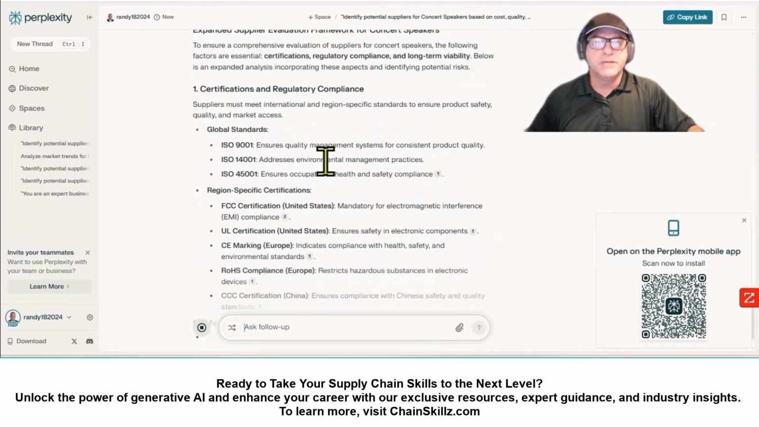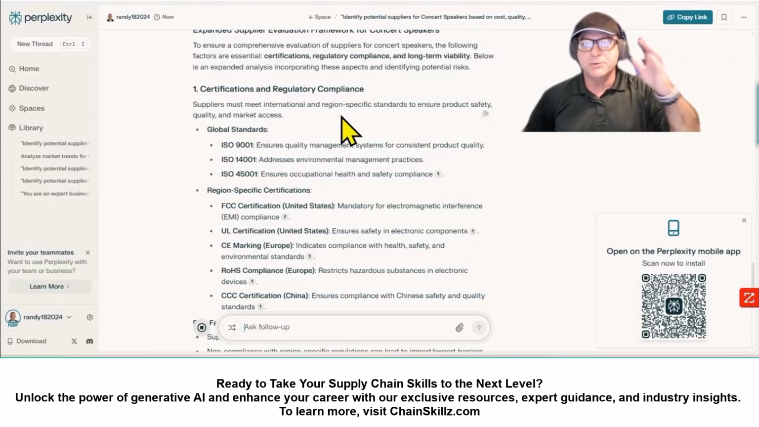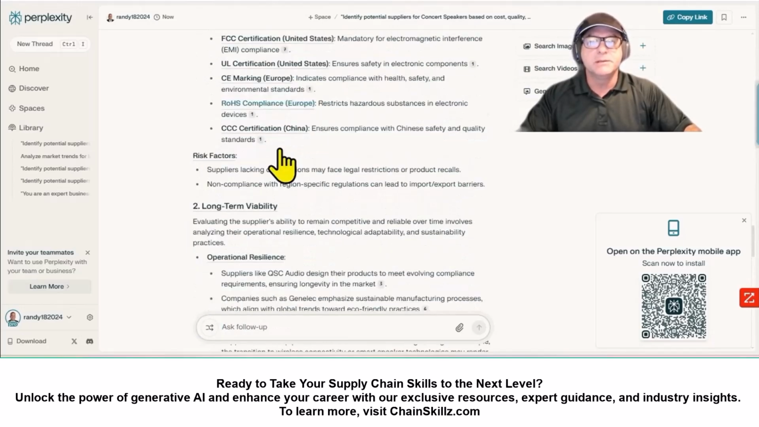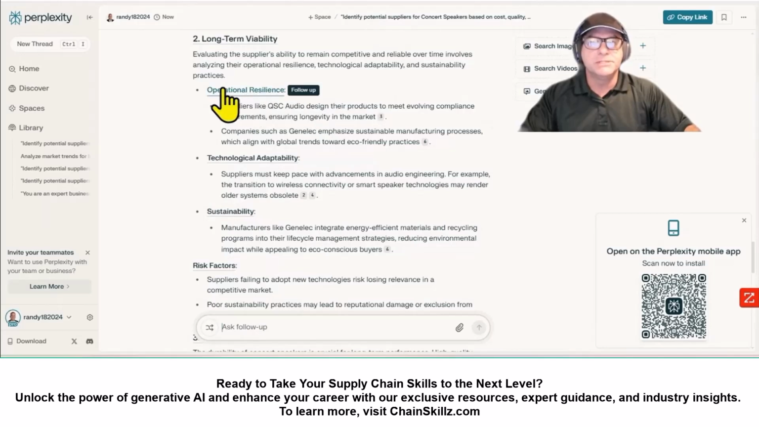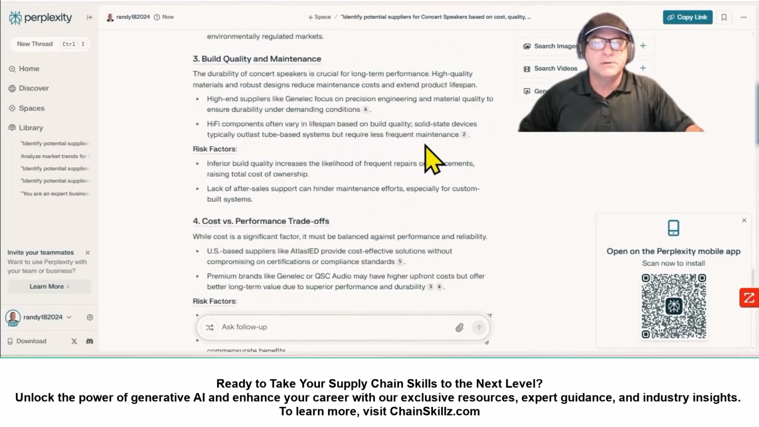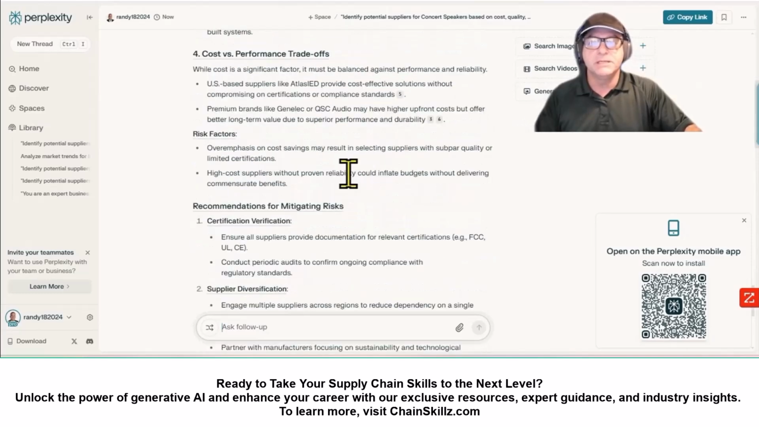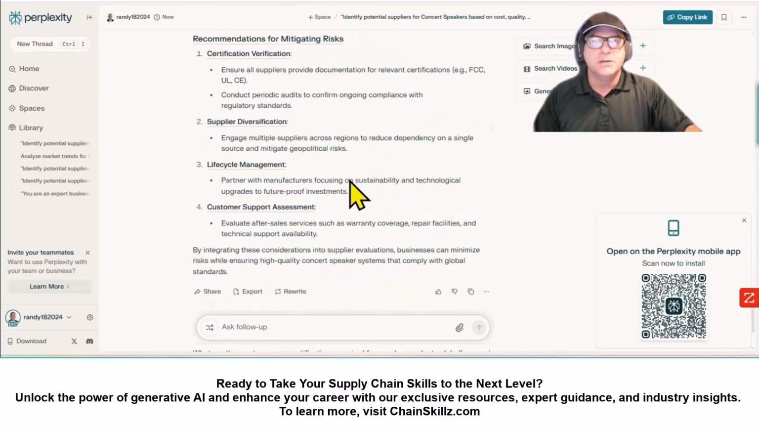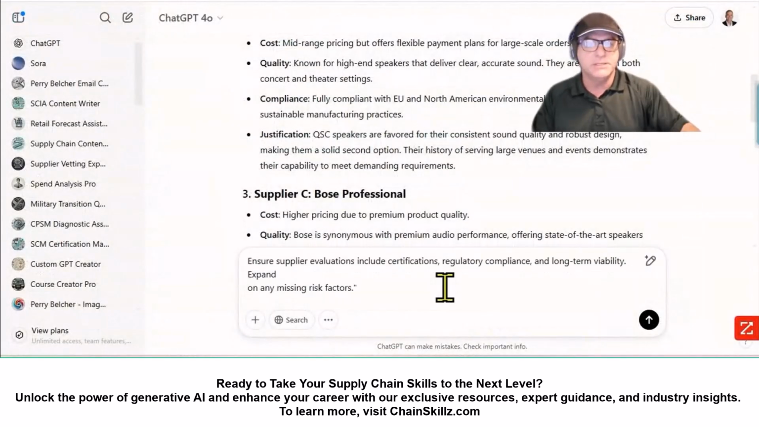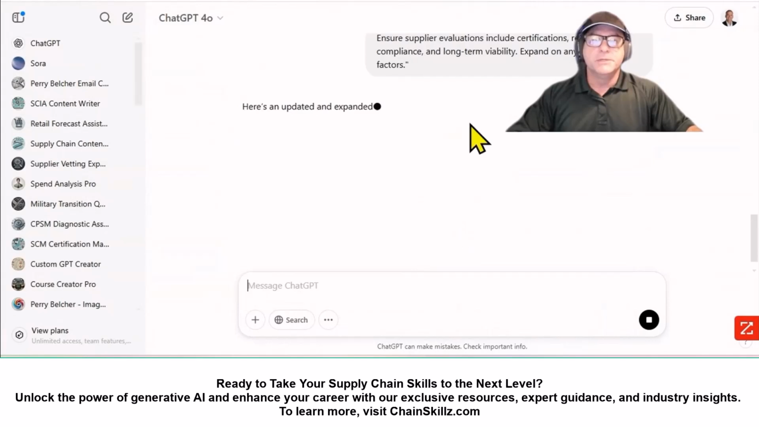Okay, so it's giving us the certifications that we should be looking for, which we might include in our RFP. Must meet these standards, must have these certifications: FCC certification, UL certification marking, long-term viability, operational resilience, technology adaptability, sustainability, risk factors, build quality, maintenance. These are all good pieces of information that you can use when you're building out your evaluation. Now that's the same question here. Let's see how ChatGPT is going to give us a different answer.